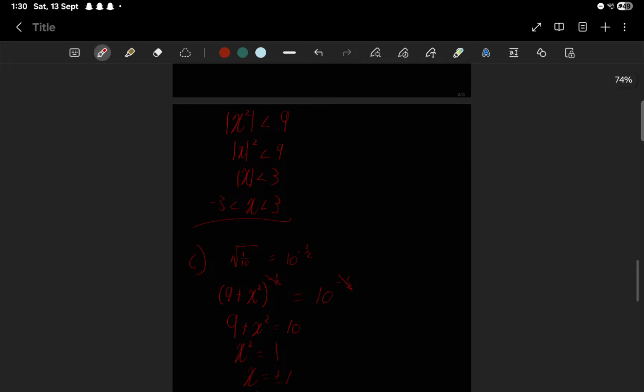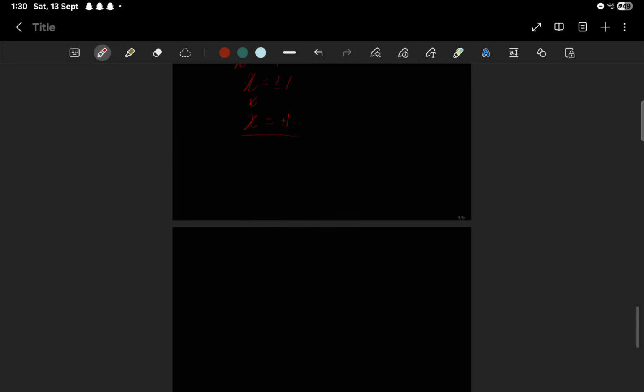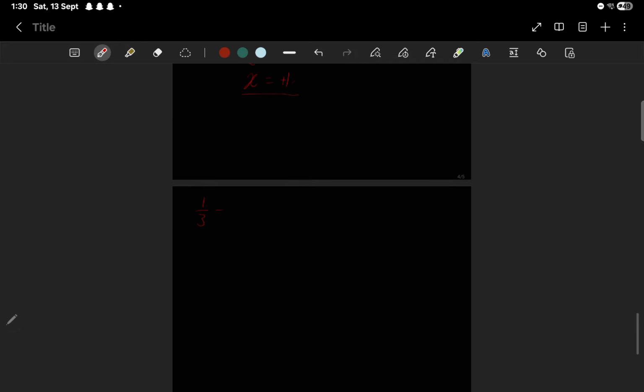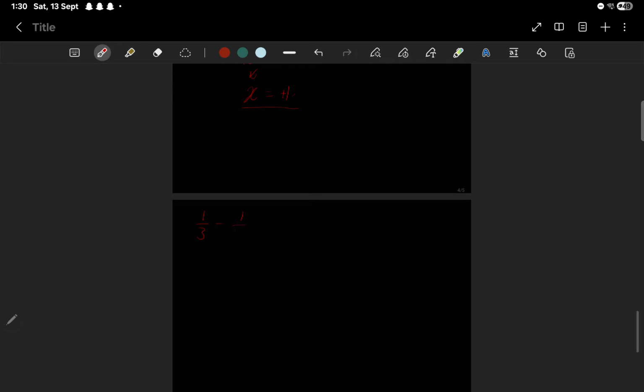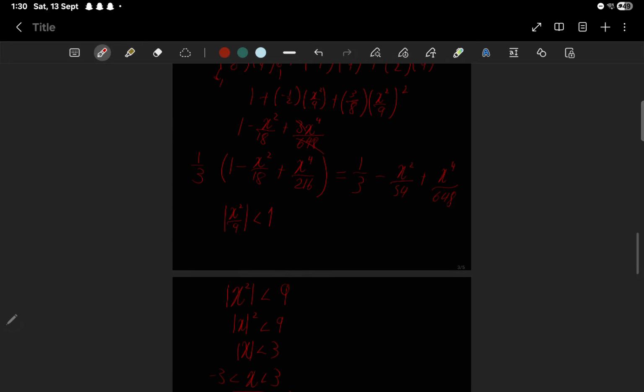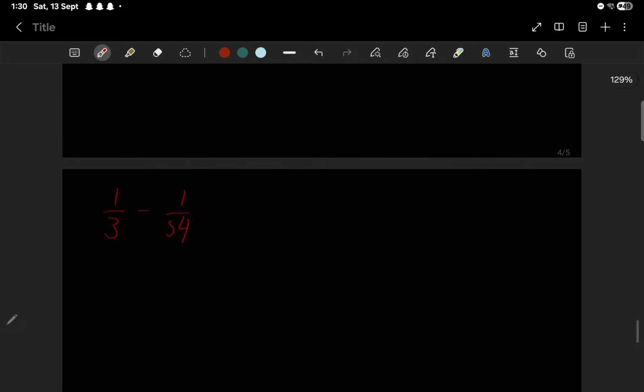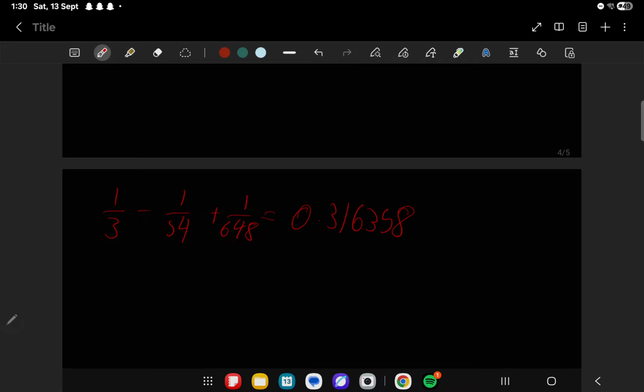So here we're going to substitute x equals 1 in our expansion, which is 1 over 3 minus x squared over 54, so 1 over 54, plus x to the power of 4 over 648, so plus 1 over 648. That gives me 1 over 3 minus 1 over 54 plus 1 over 648, which is 0.316358. That should be enough.